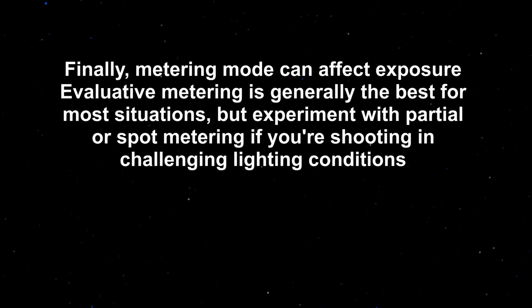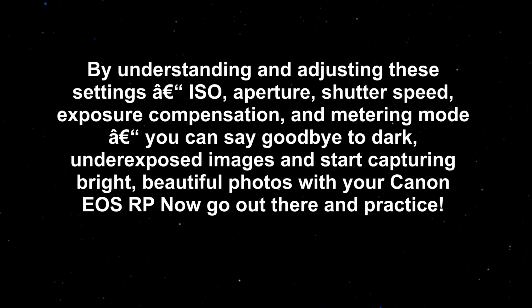challenging lighting conditions. By understanding and adjusting these settings, your ISO, aperture, shutter speed, exposure compensation, and metering mode, you can say goodbye to dark, underexposed images and start capturing bright, beautiful photos with your Canon EOS RP. Now go out there and practice.